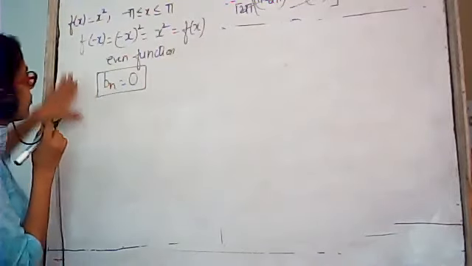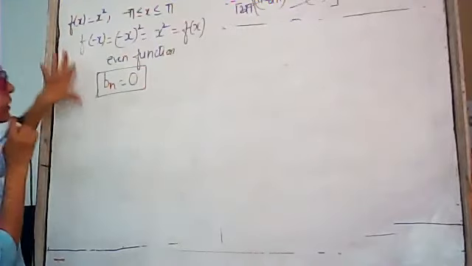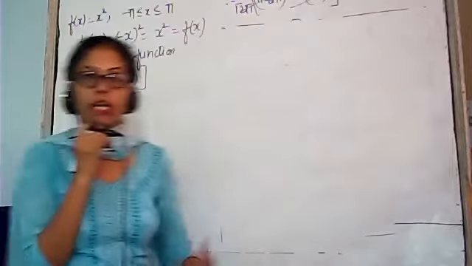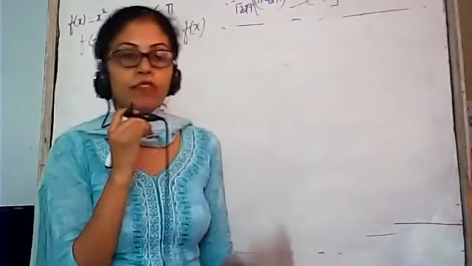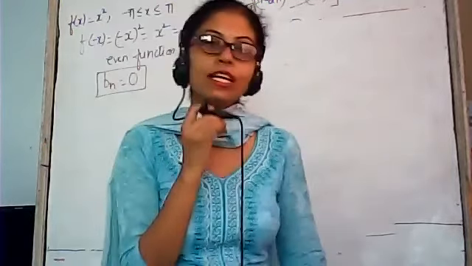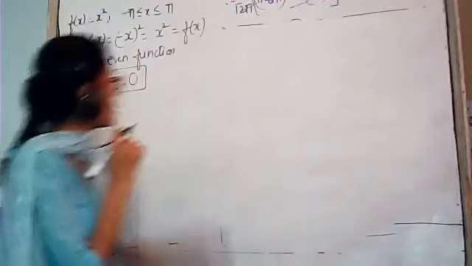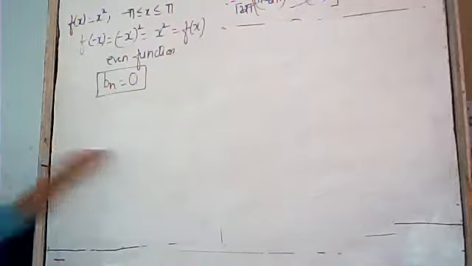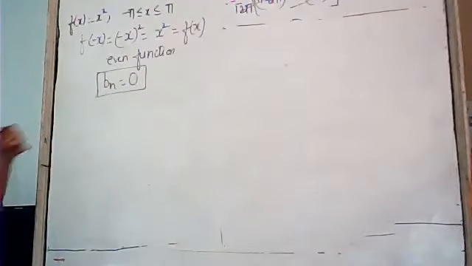Otherwise, if you forget this step, nothing to worry. Simply find all the values a naught, an and bn. When you find bn, bn will automatically be 0. Don't be afraid if you don't realize it. In the beginning you will do the whole question as it is. After that, you will come to know that bn is equals to 0.